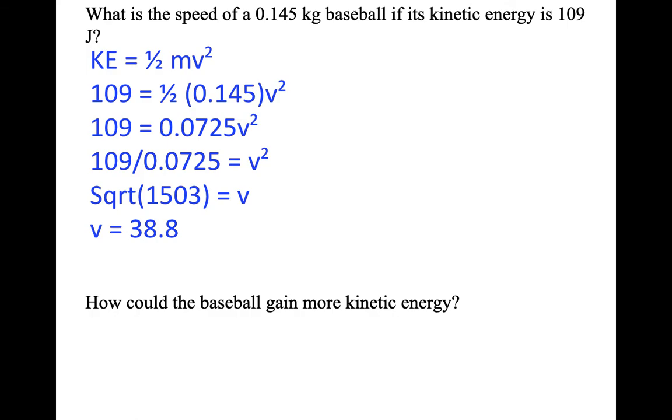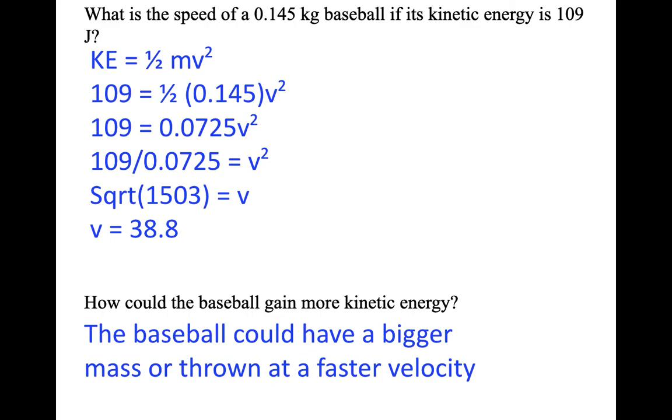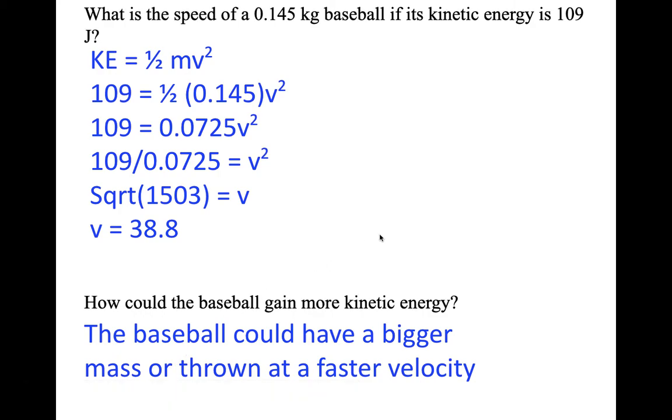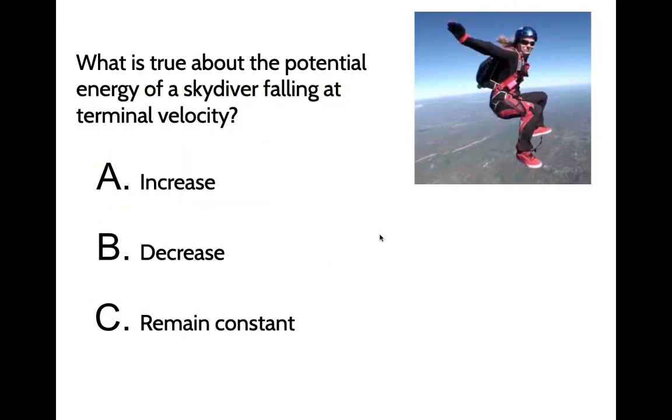All right. So how could this baseball actually have more kinetic energy? Well, there's two main ways. The baseball could either have a bigger mass, or it could have a higher velocity. Either of those two ways is going to give you more kinetic energy. All right, so let's do some quick concept questions, and then we'll be done with this.